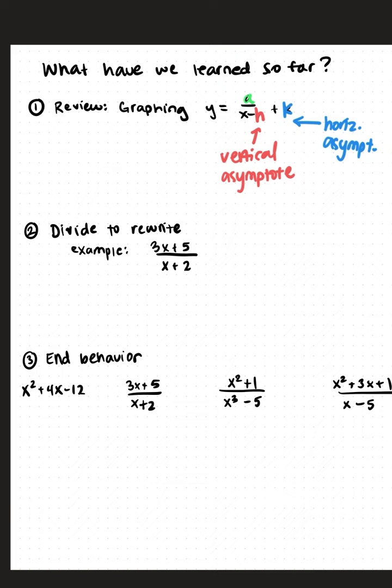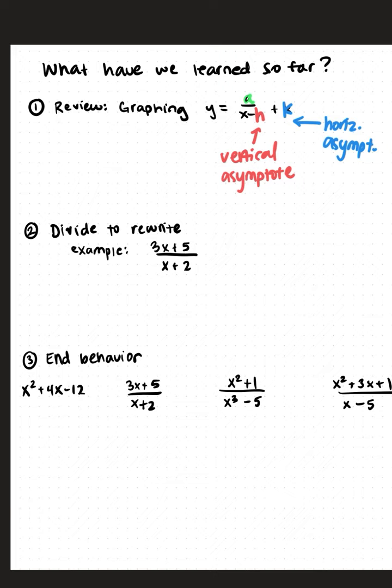The second thing that we talked about was if you are given a rational function that's not in its graphing form, for example, the quantity 3x plus 5 divided by the quantity x plus 2. We're going to be able to identify the horizontal and vertical asymptotes and the stretch factor if we do one of two things with it. We can divide it, or we can use the fraction decomposition method that we explored in the last class.